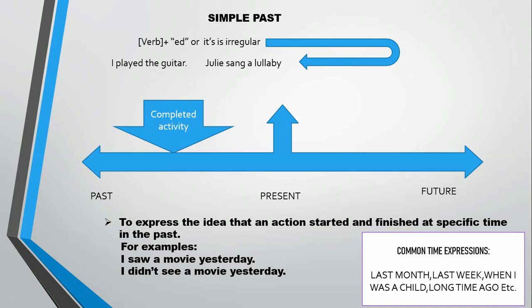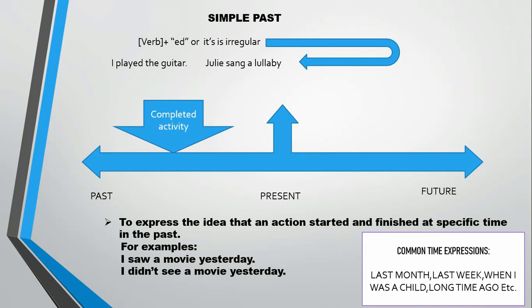Fine. Now, where is the simple past tense used? It is used to express the idea that an action started and finished at a specific time in the past. So, a specific time or time reference is always mentioned, and it indicates that the activity is completed in the past itself. For example, I saw a movie yesterday. So yesterday here indicates that the action of seeing a movie is already over in the past.